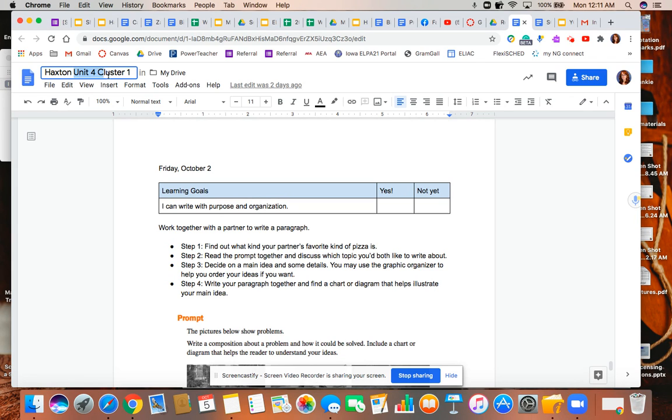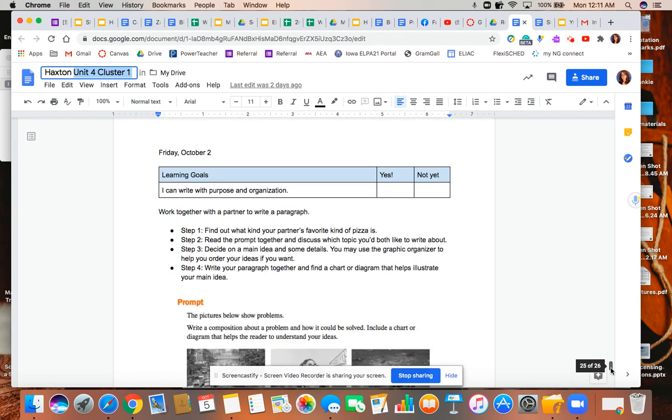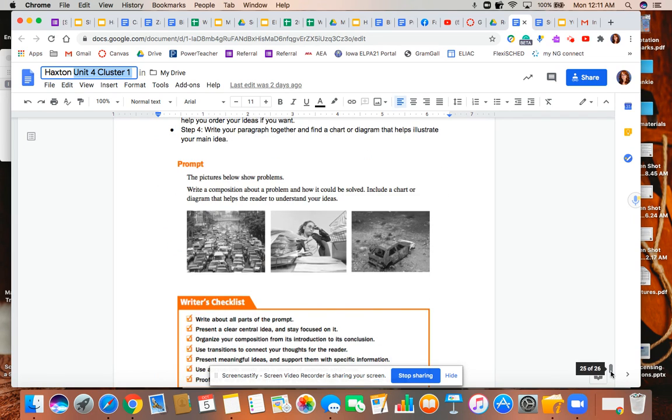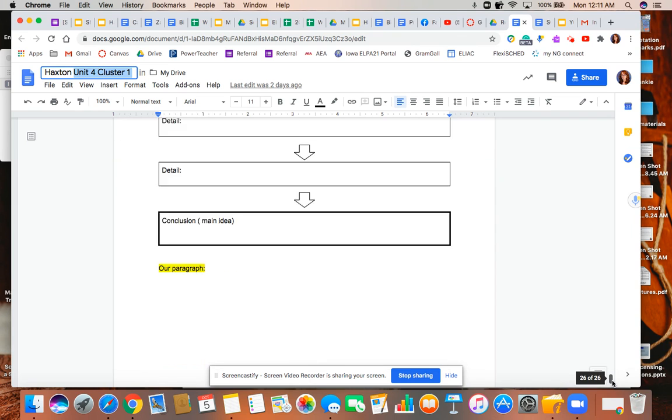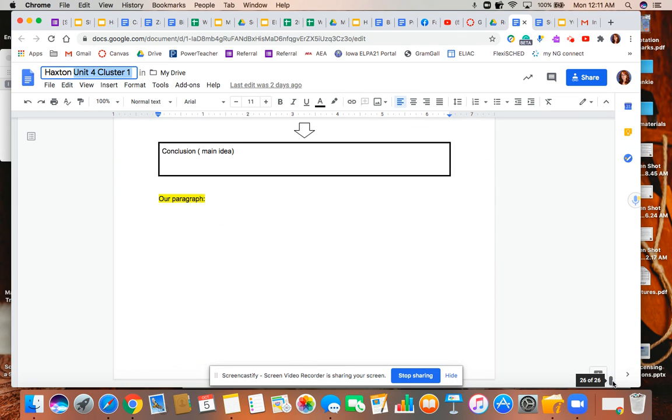So your doc should have a name that is Unit 4, Cluster 1, and hopefully it has your name here in the front. So the assignment is the last two pages of the doc. There is some directions as well as three small black and white pictures and a graphic organizer and a place to write a paragraph.